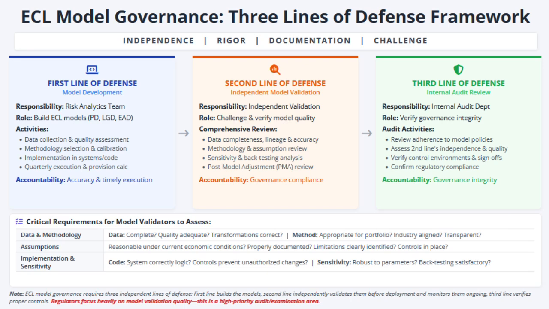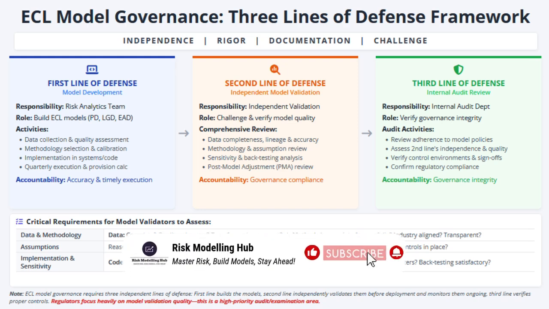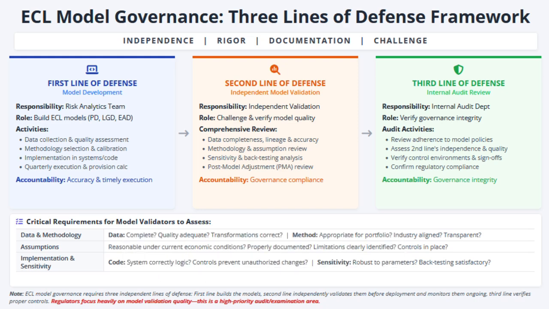Now, something that distinguishes the strong banks from weak banks is independent model validation. IFRS 9 and Basel III both emphasize that banks need robust governance around their ECL models. Banks should have a three lines of defense framework. The first line of defense is the model developer, the team that builds the PD, LGD, and EAD models. The second line is an independent model validation team. These validators aren't involved in model development.